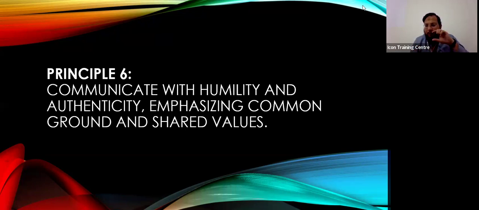If you are communicating unauthentic information with a harsh style or language, that would not be a good way of communication. And secondly, always emphasize the common ground and the shared values, because when you talk about the shared values, the people will listen to you very carefully and they feel motivated and encouraged as well, right? Yeah.